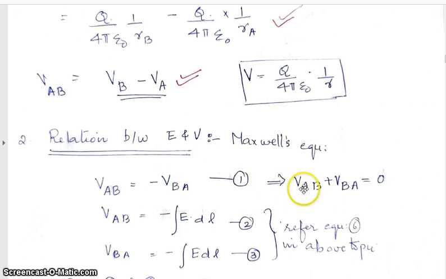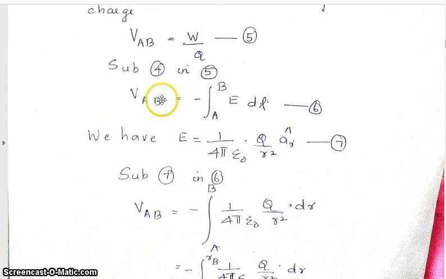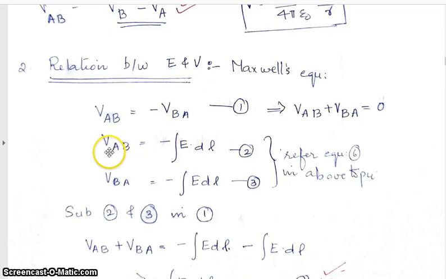You can write it as VAB plus VBA is equal to 0. Similarly, here we have the expression VAB is equal to integral A to B E dl. So I am rewriting that expression here: VAB is equal to minus integral E dl. Similarly, VBA is also equal to minus integral E dl.